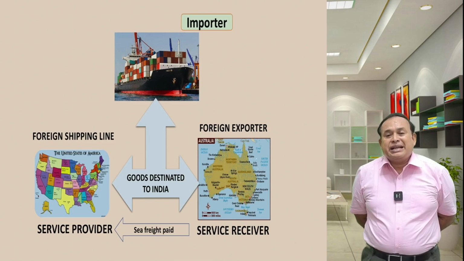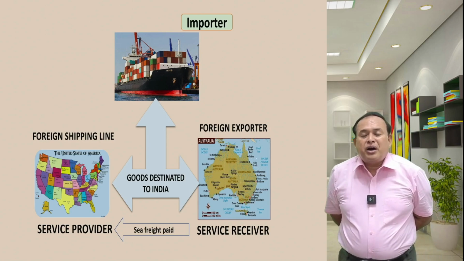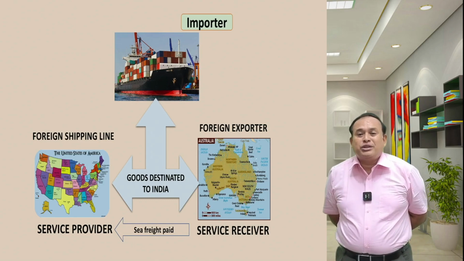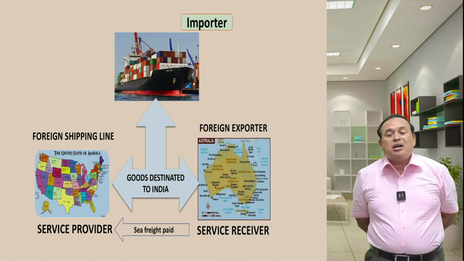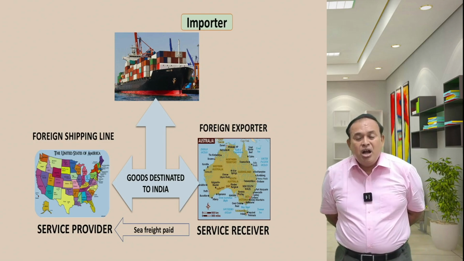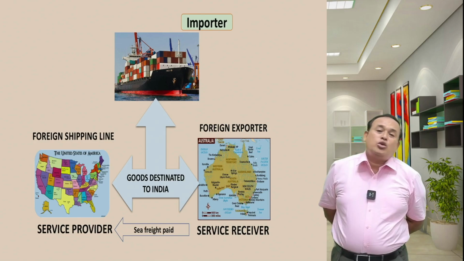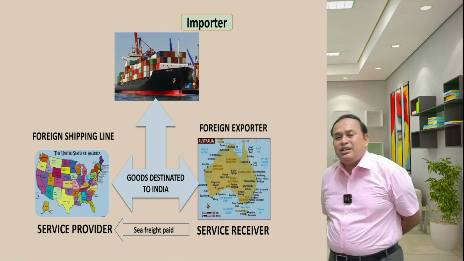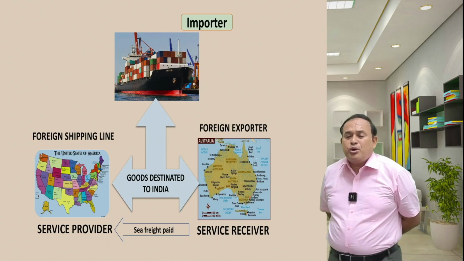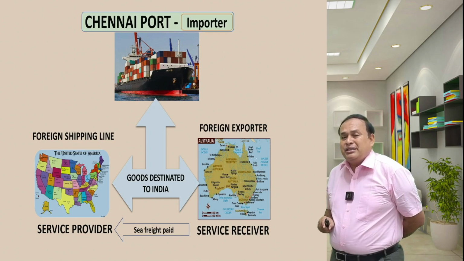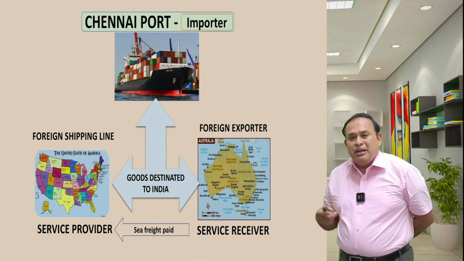Here, the sea freight was charged by the foreign company, the USA company. To whom charged? To the foreign exporter, namely the Australian company. So the Australian supplier who exports the goods to India also paid sea freight to the USA shipper company. Now the goods have landed at an Indian port, Chennai port, where the importer is. Now the foreign exporter wanted to raise the bill.